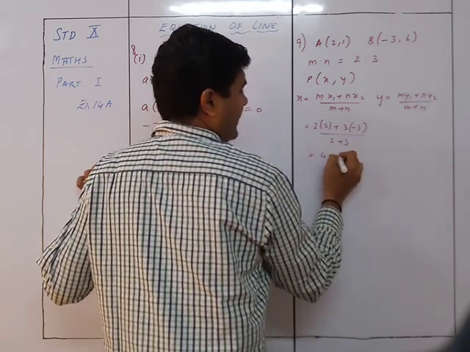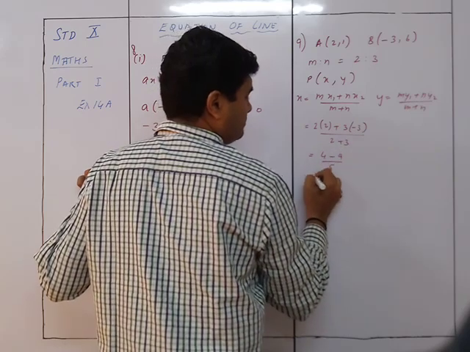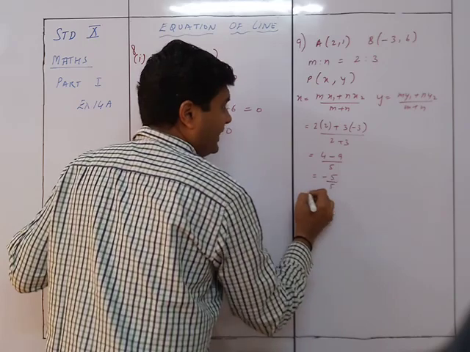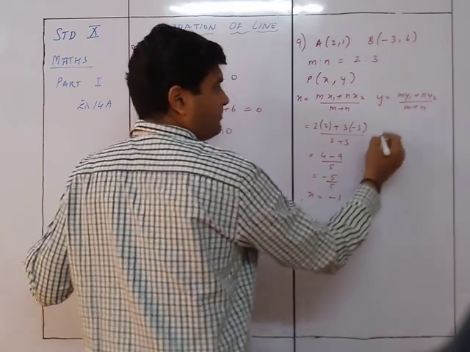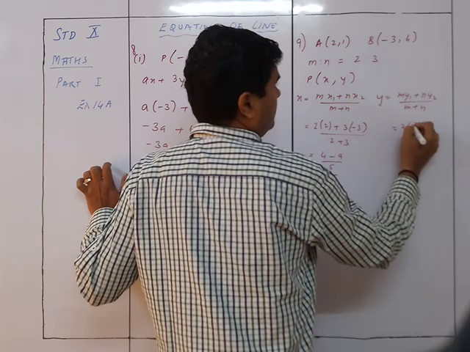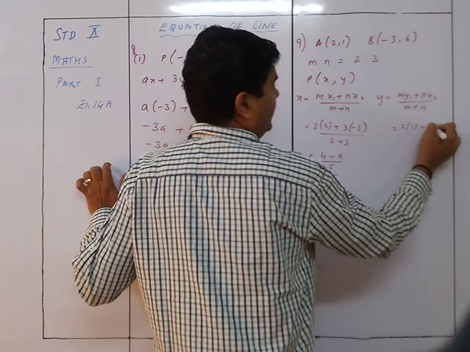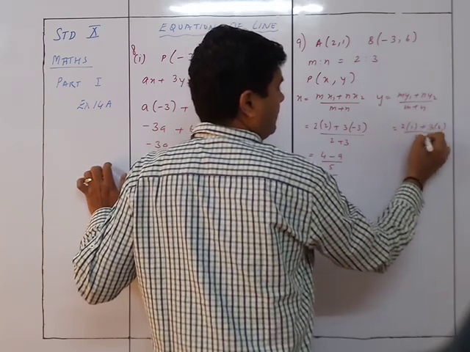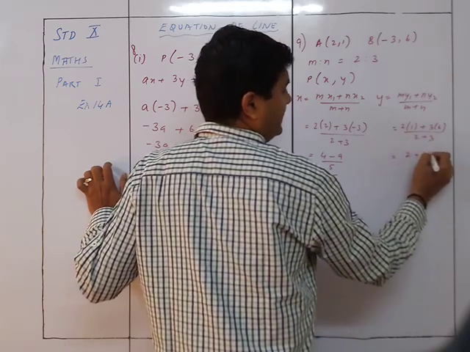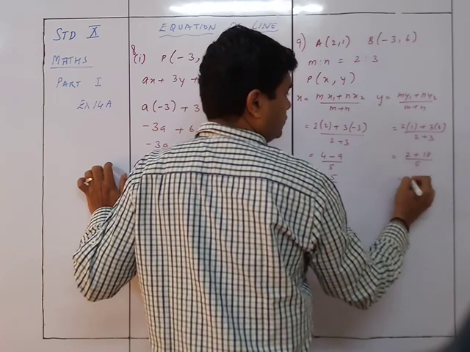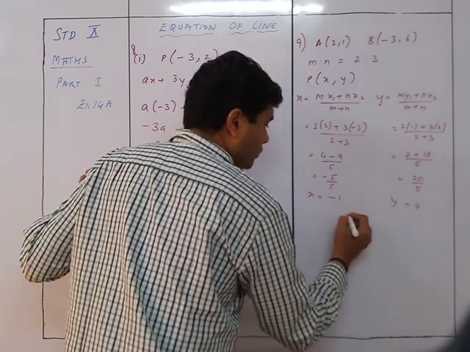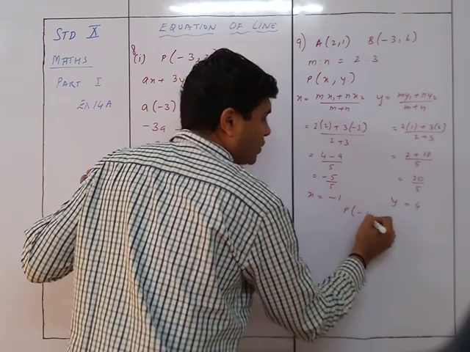That's 4 minus 9 upon 5. It's minus 5 upon 5. X is equals to minus 1. Here y is equals to 2 into 1 plus 3 into 6 upon 2 plus 3, is equals to 2 plus 18 upon 5, is equals to 20 upon 5, is equals to 4. So y is equal to 4. So we have got P is equal to minus 1 comma 4.